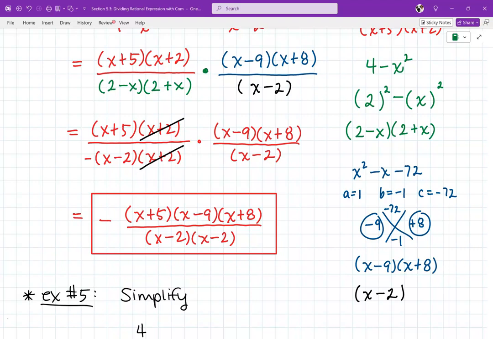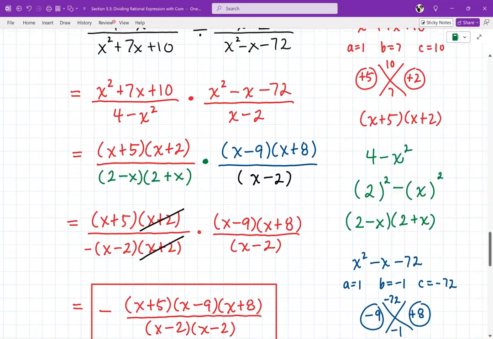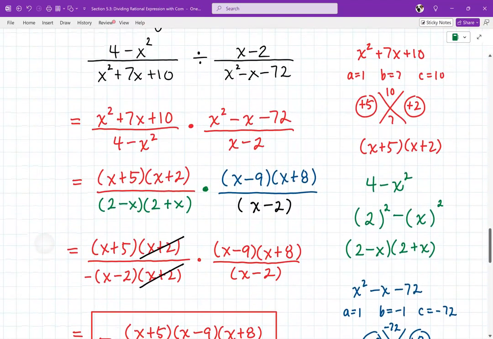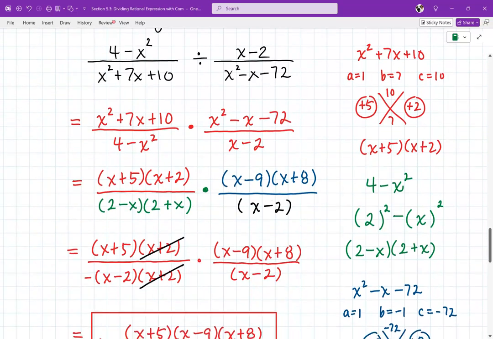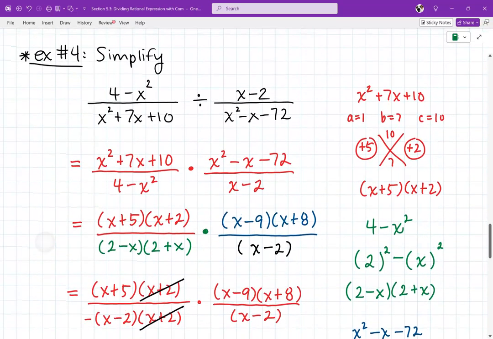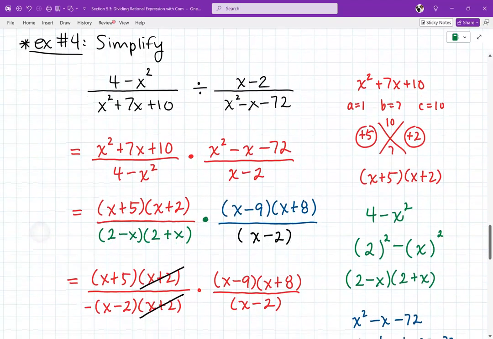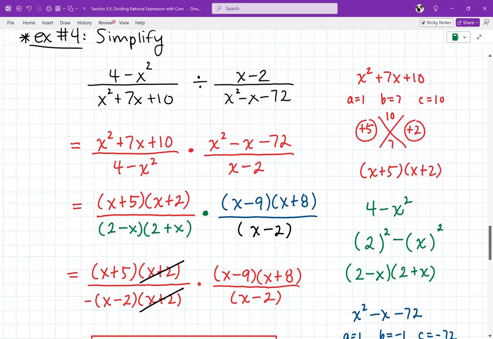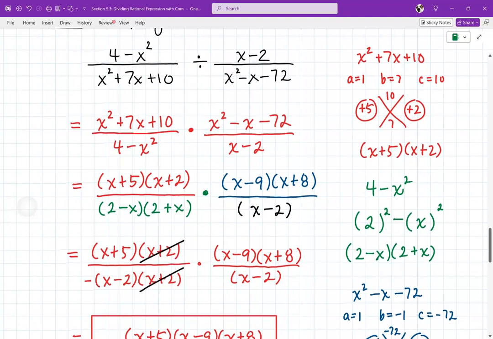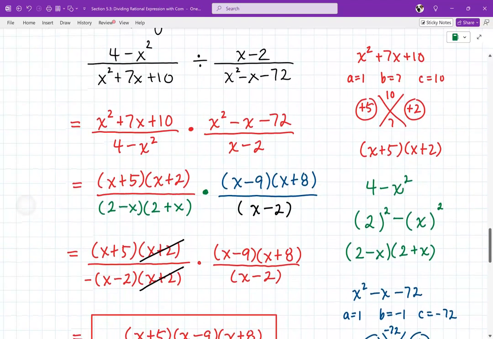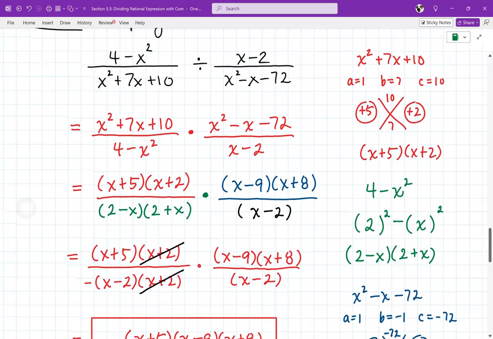But why did I flip the first fraction? Oh man, why did I flip the first fraction? I shouldn't have done it. That's a good catch. You guys not see that? I know somebody did it. Did you see it early? You should have told me that.